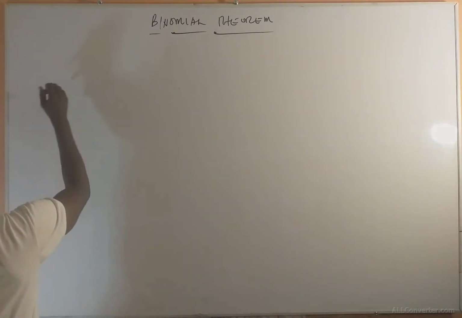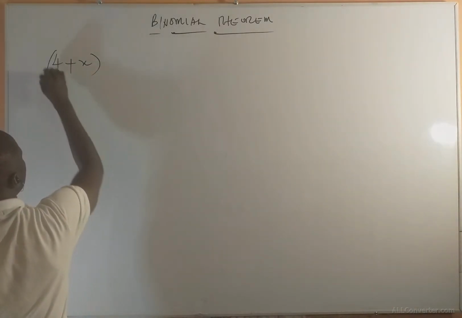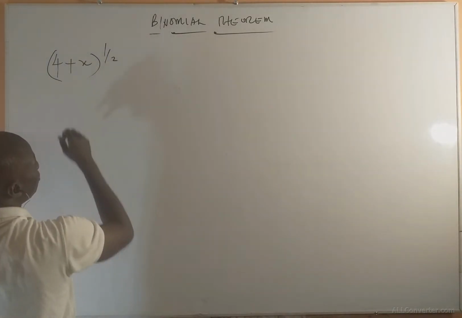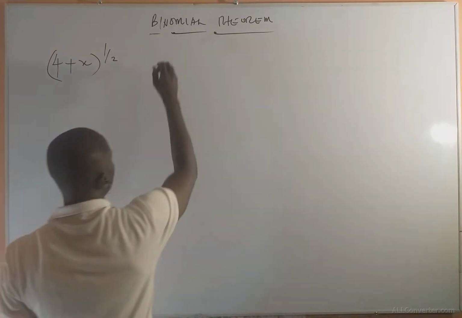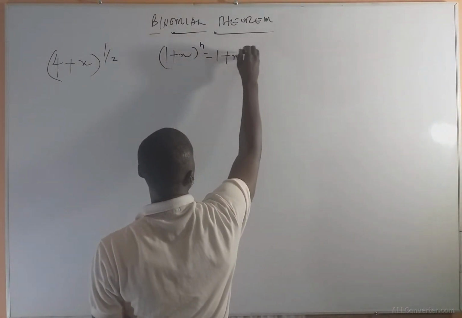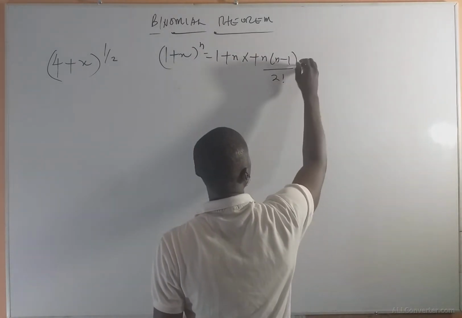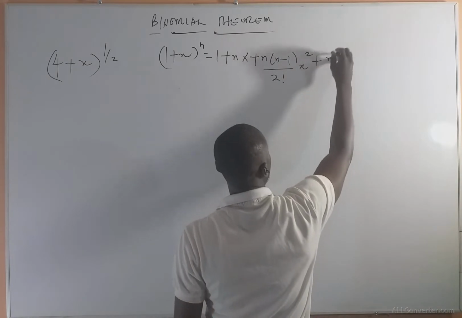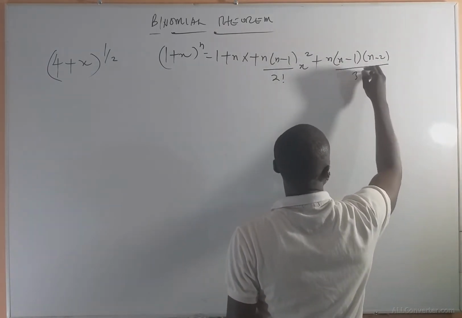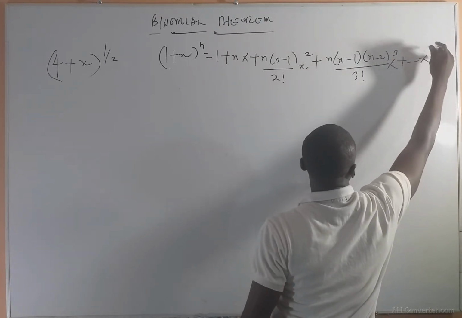Okay, so now we have (4 + x)^(1/2). And because we are going to use the expansion (1 + x)^n, that is 1 + nx + n(n - 1)/2! x² + n(n - 1)(n - 2)/3! x³, up to the last term.